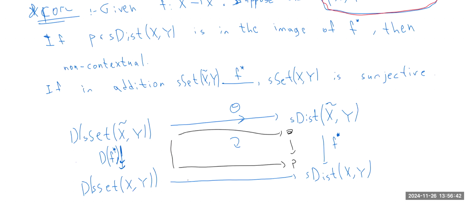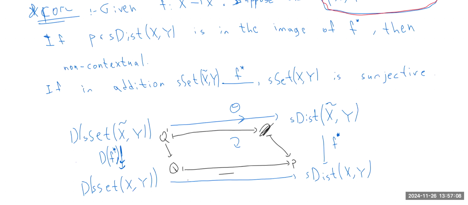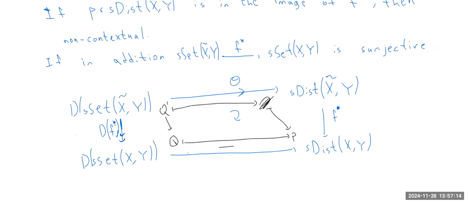But the opposite is true. If we have here something that is non-contextual, coming from something here, and this is surjective, that means this is coming from something from here, then that means that this is extended, because going like this and going like this is the same. So let's write it if and only if now.